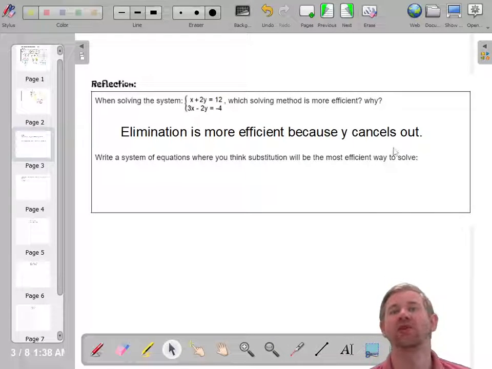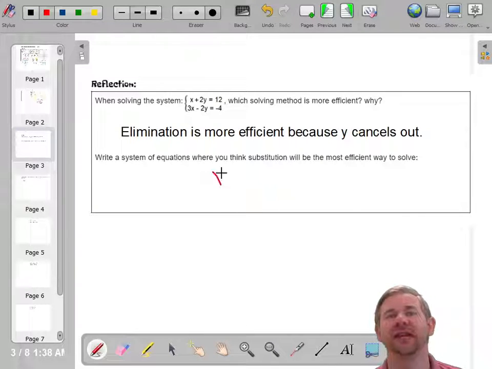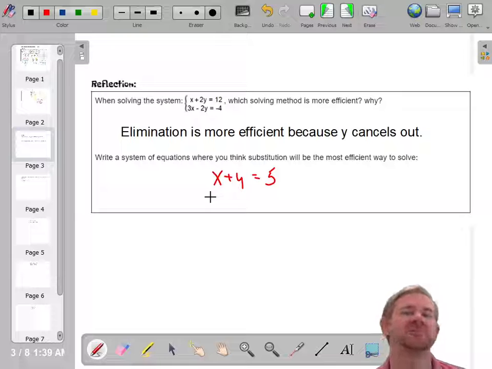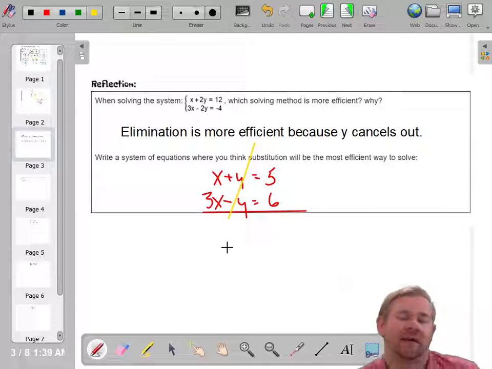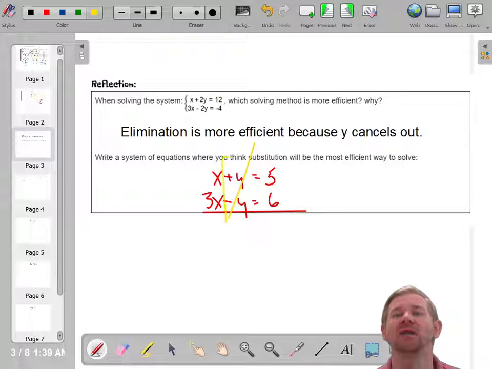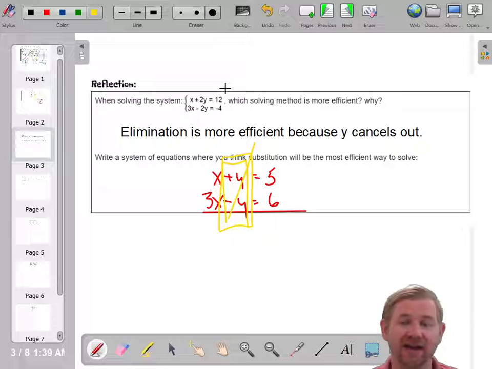So if I wanted to create one where that happens, I could just say x plus y equals 5, and then 3x minus y equals 6. This would be nice because those would cancel out. Now, I'm not going to actually solve this, but what I want you to think about is when these are opposites, it's set up and you are going to be done very quickly.